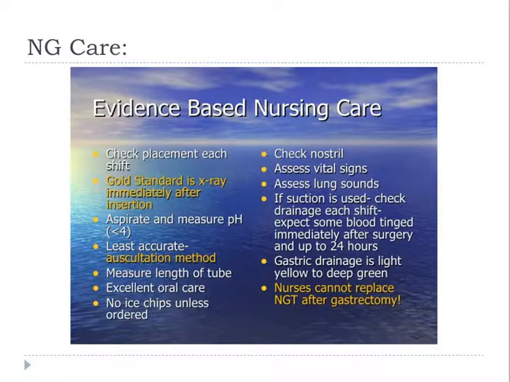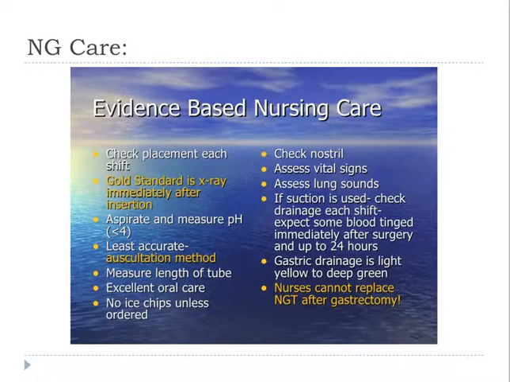We can't give a patient with an NG ice chips unless the physician specifically said that they're okay to give. We also want to be assessing the nostril that has the tube down it because, especially if it's been in there for a while, it can cause irritation and erosion of that tissue and actually be causing a hole in their nasal cavity. We want to make sure we assess vital signs, we assess lung sounds. If your patient is hooked up to suction, you want to be looking at that drainage and saying, is it an expected finding, color, and volume?